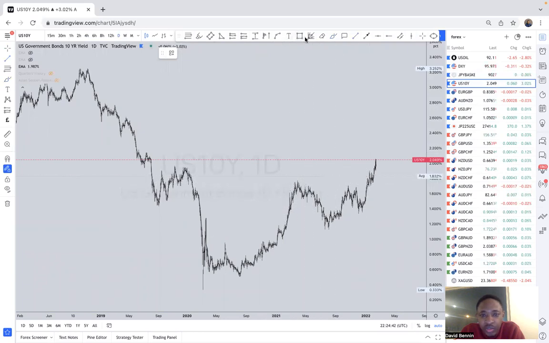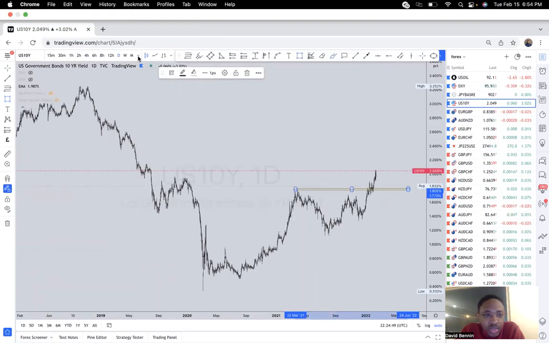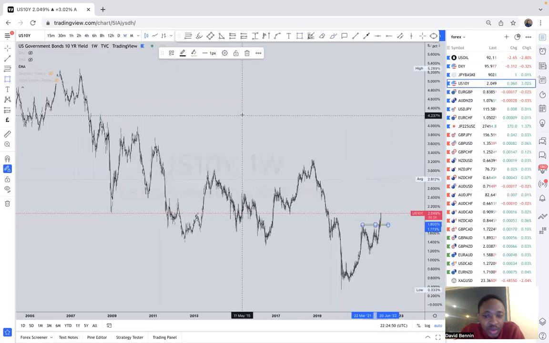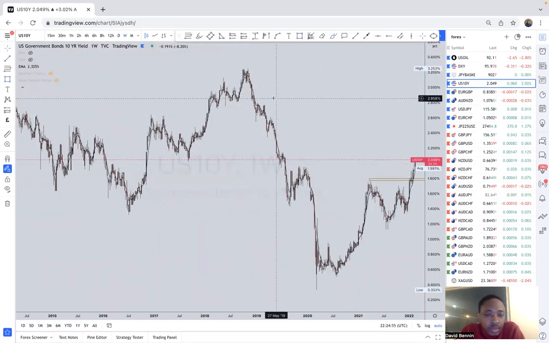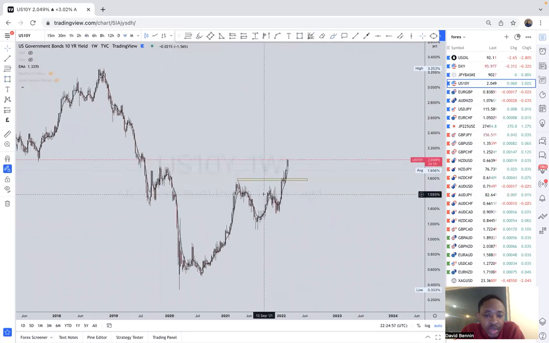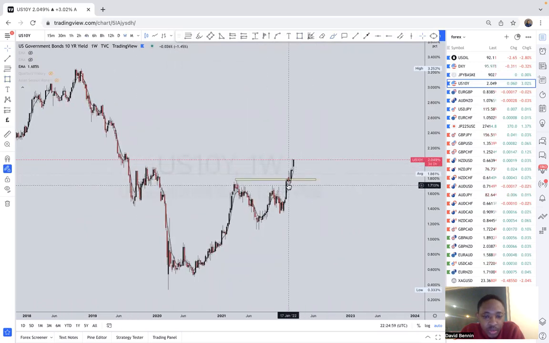So this was the level where we were the last time when I spoke of price making a push to the upside. So this breakdown I did on the weekly time frame, where price was around this level here. And for this past couple of weeks, we see price pushing up.